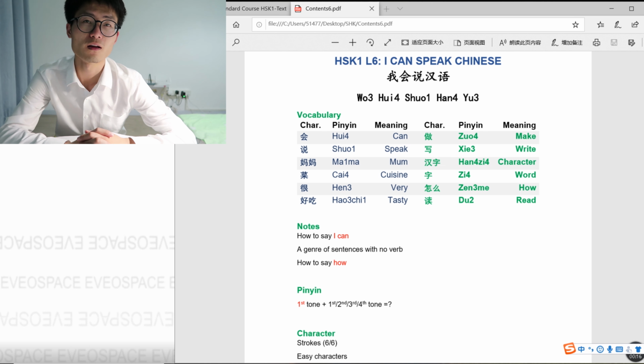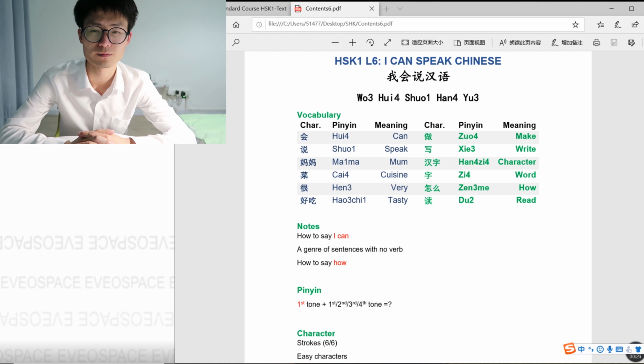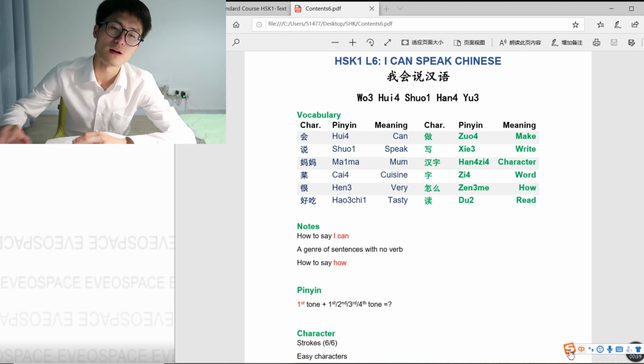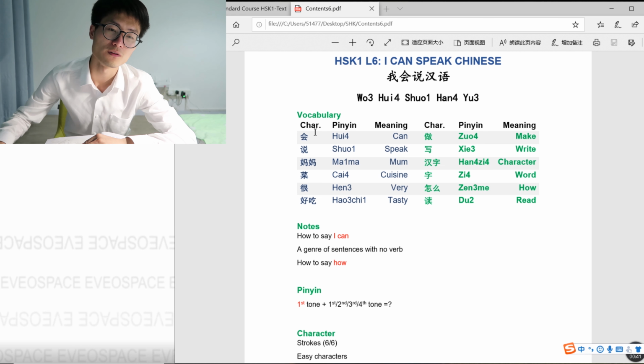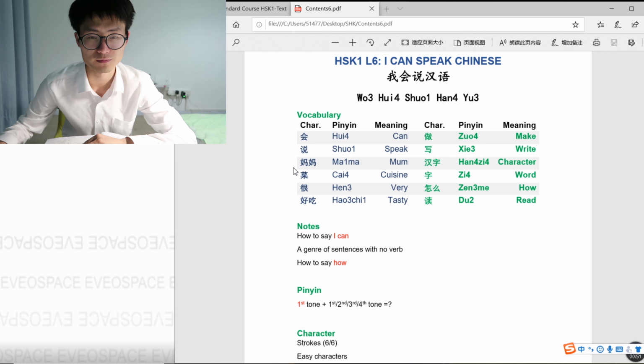Today, the sentence we're going to learn is I can speak Chinese. 我会说汉语。我会说汉语。And as you can see, the vocabulary is here. We have 12 vocabularies to learn today.